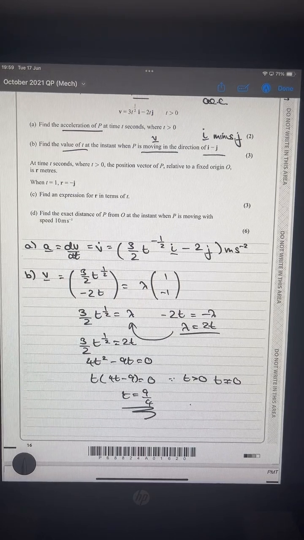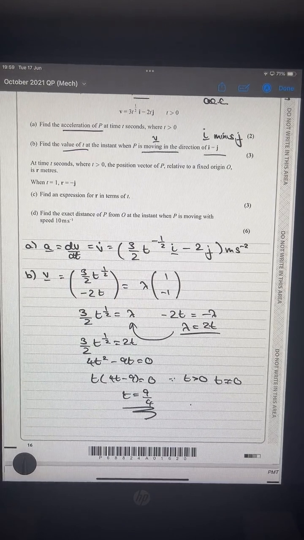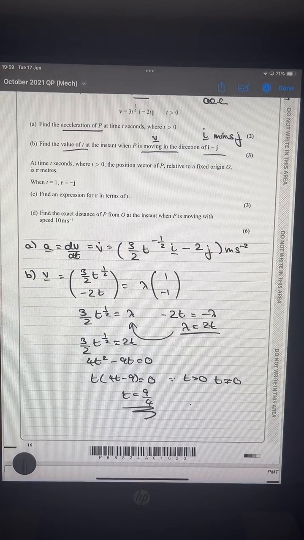Nice. Why is the top one differentiated when the bottom one isn't? It should be 3t. Did I make a mistake? Sorry. Did I make a mistake, guys?